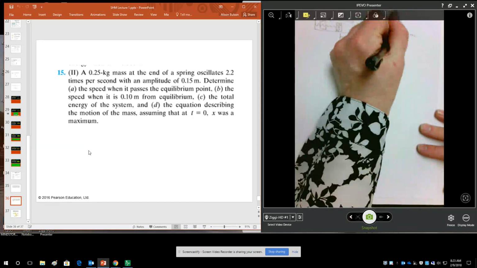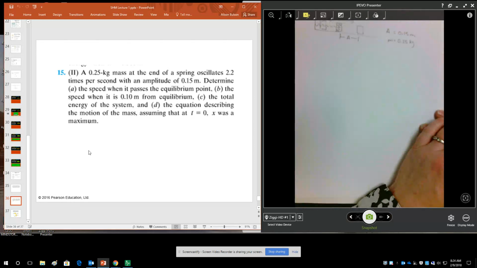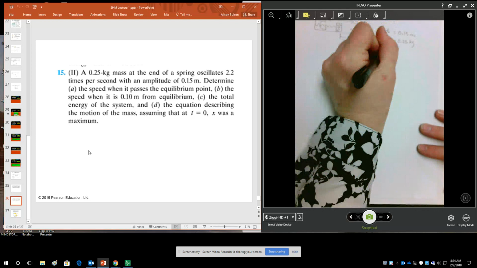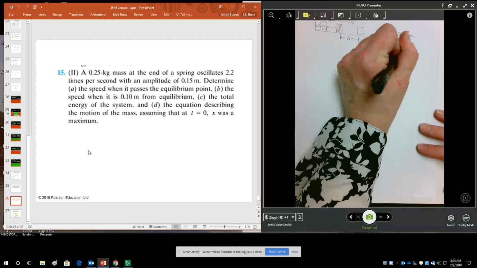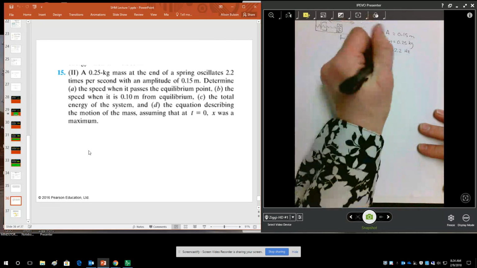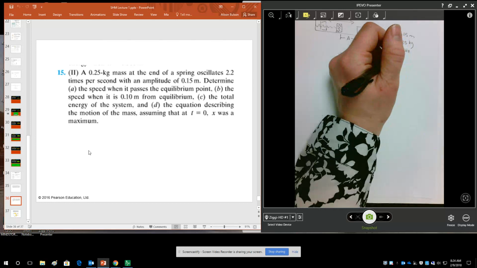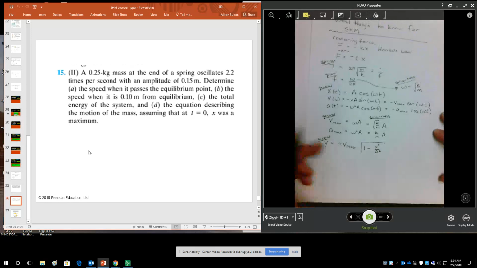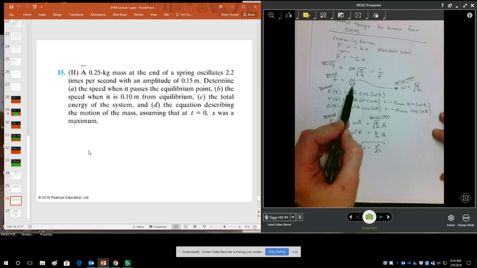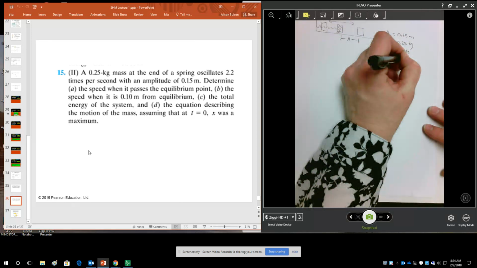We know that the mass is 0.25 kilograms. And we know that it oscillates 2.2 times per second. So number of oscillations per second is frequency in hertz. So 2.2 oscillations per second is frequency. But that lets me know also the angular frequency, because again, from my useful things to know about simple harmonic motion, angular frequency will be 2 pi times frequency in hertz. So 2 pi times f.